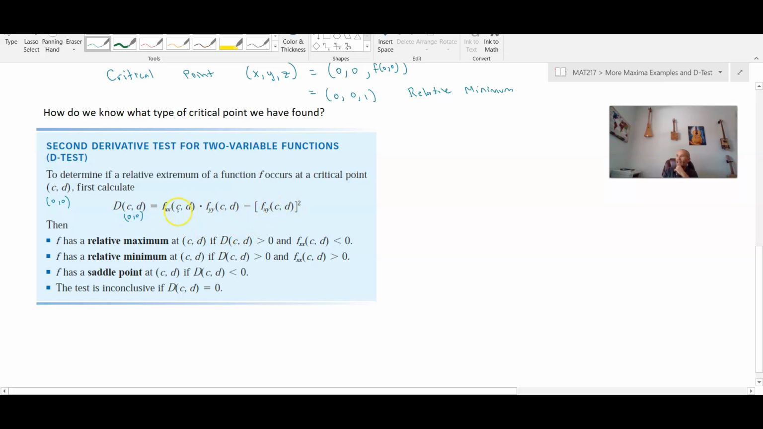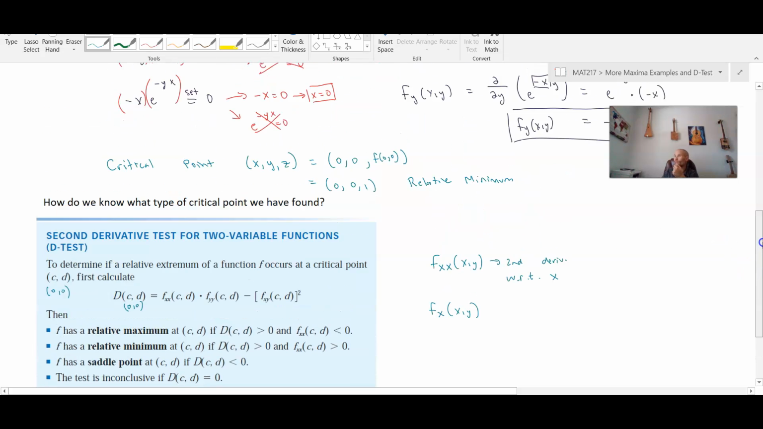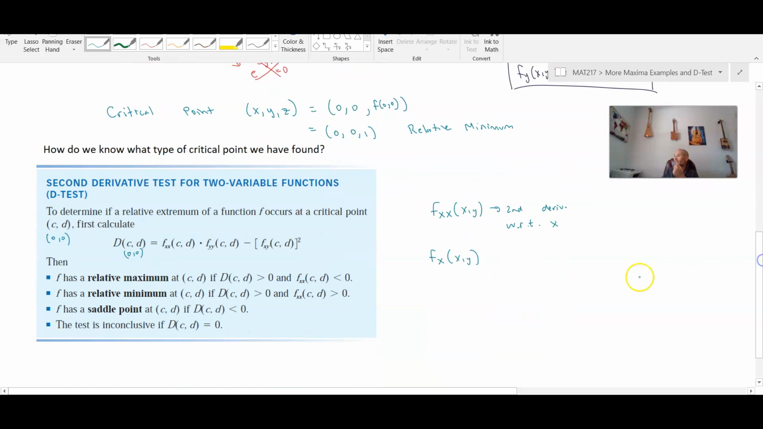And we have to compute the right-hand side by, well, what's this f sub xx thing and what's this f sub yy thing? Well, f sub xx of x y is the second derivative with respect to x. Okay, so how do we do that? Well, we've already established that f sub x, the first derivative, is equal to negative y e to the negative yx. And so now what we have to do is just take the derivative of this thing again.